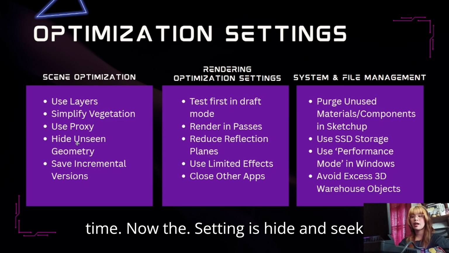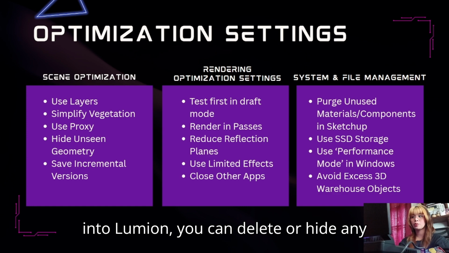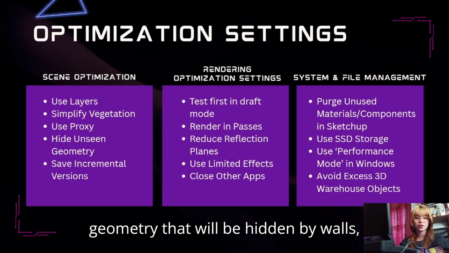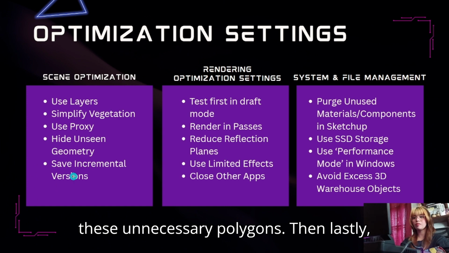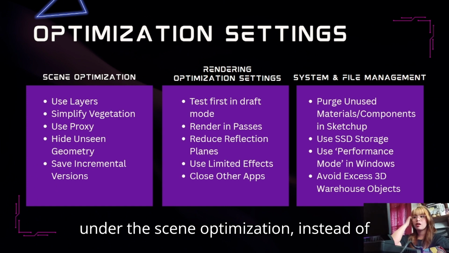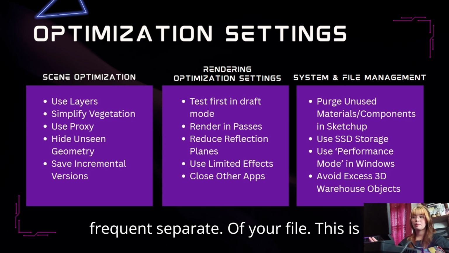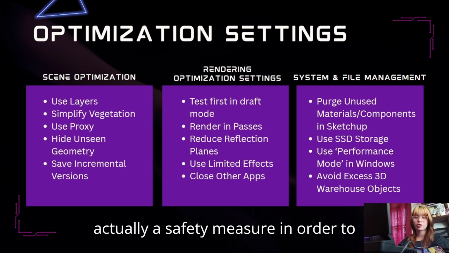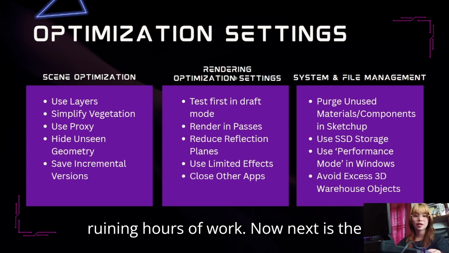Now, the next setting is hide unseen geometry. Before importing your model into Lumion, you can delete or hide any geometry that will be hidden by walls, floors, or terrain in your final view. Lumion won't have to load or calculate these unnecessary polygons. Then lastly, under the scene optimization, instead of overwriting your main file, you can save frequent separate versions of your file. This is a safety measure in order to prevent a single corrupted save file from ruining hours of work.